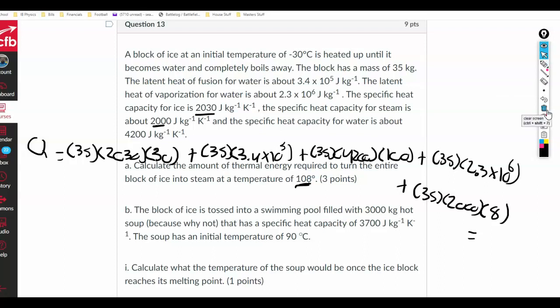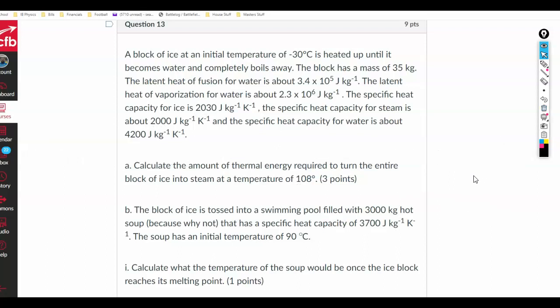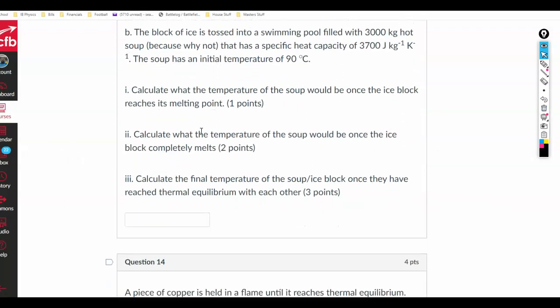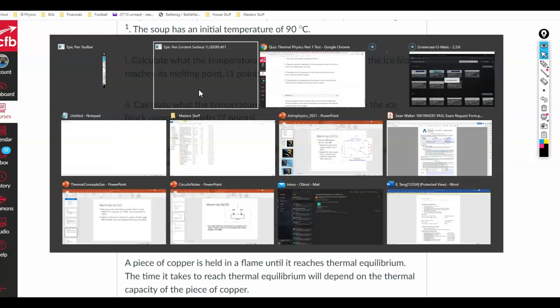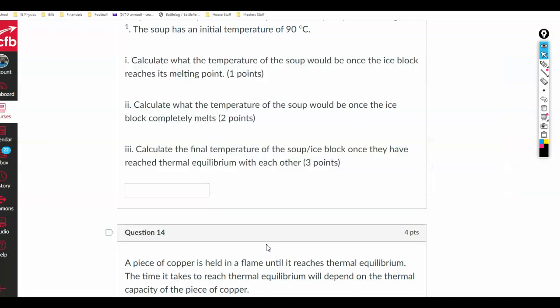Okay, so now let's look at B. B says, the block of ice is tossed into a swimming pool filled with 3,000 kilograms of hot soup, because why not? And that soup has a specific heat capacity of 3,700. And the soup has an initial temperature of 90 degrees Celsius. B1 says, calculate what the temperature of the soup would be once the ice block reaches its melting point. So this is a two-object problem.